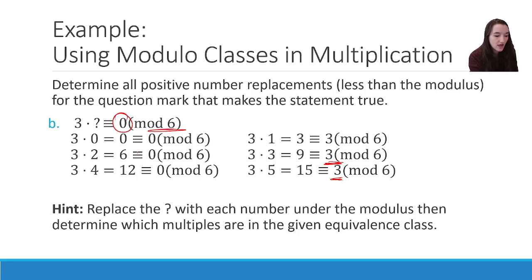So our answer here, we actually do get 3 answers. There are 3 times where we got a 0 out of it. So our answer is 0, 2, or 4.